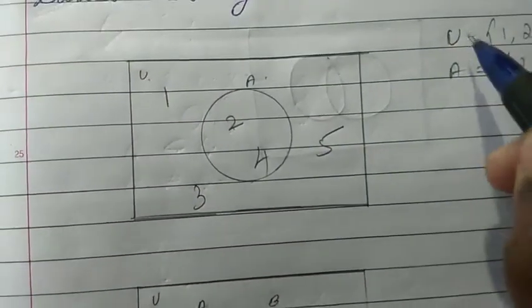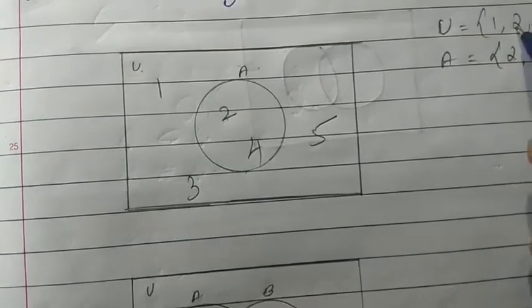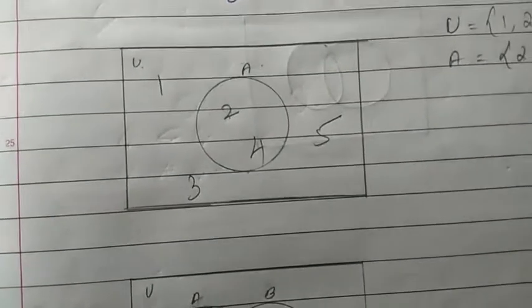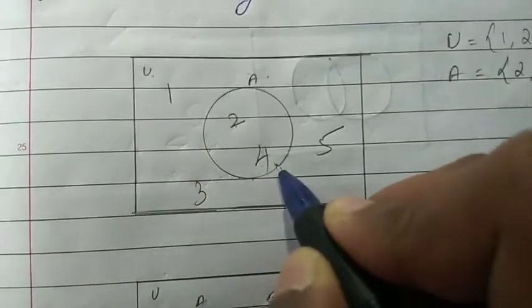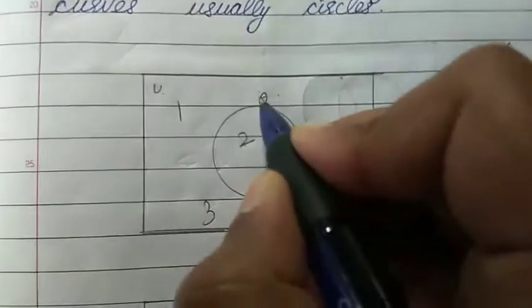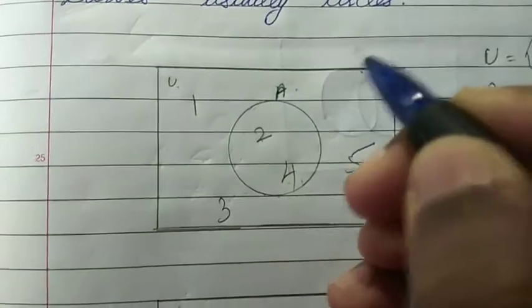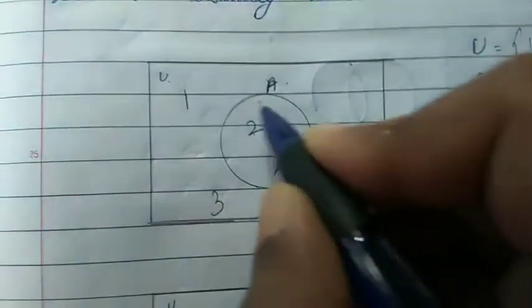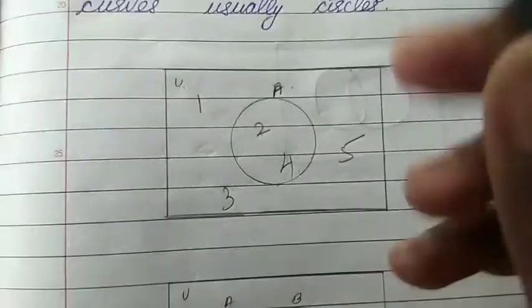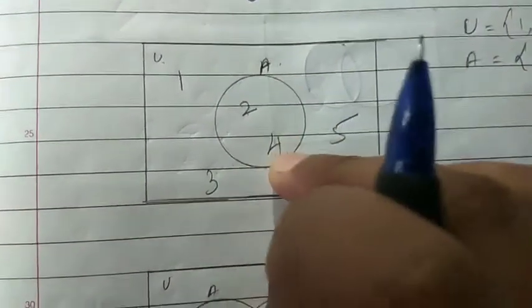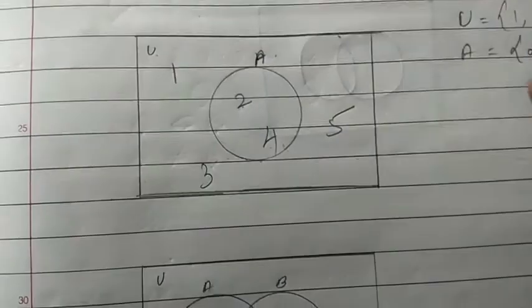Why? Because A is present in U also. A is a subset of U. So only 2 and 4 I'm writing inside the circle. So this I'm representing as A and U. The circle is the given set. My given set is 2, 4. That one I'm writing over here. This is what a Venn diagram is all about.